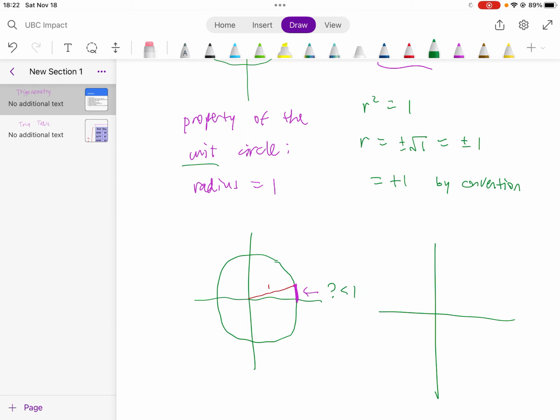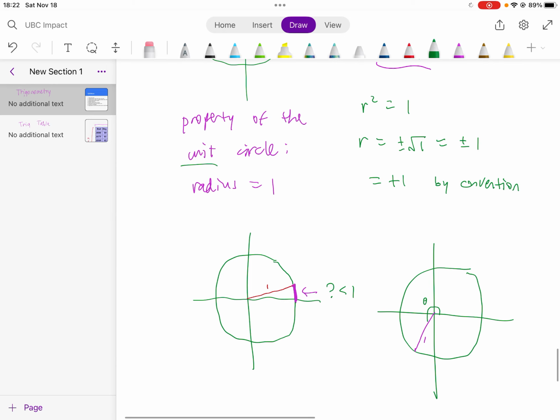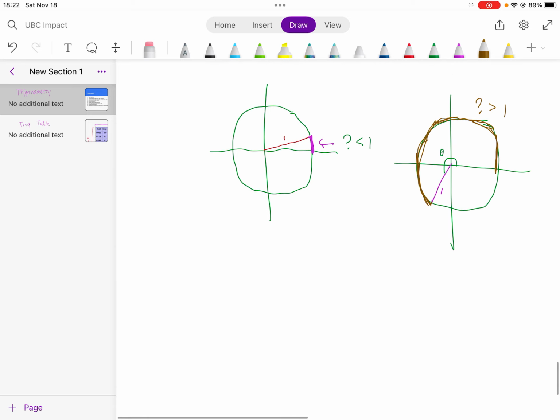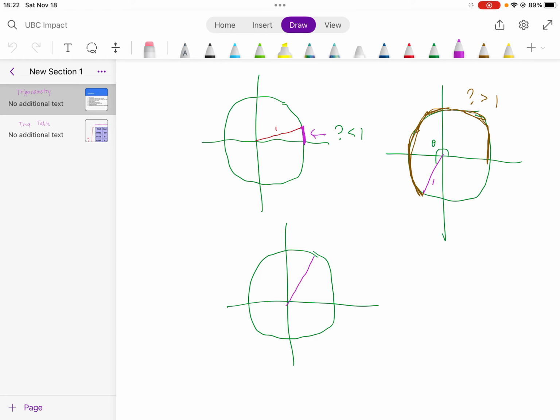Now we draw another one. What about here? So this is 1, and again we have to start our angle here. What about this length, all the way from here to here? We don't know, but it looks like it's more than 1, right? So if here is less than 1, and here is more than 1 on the other one, we can conclude that there must be some angle in the middle. There must be some magical angle somewhere around here.